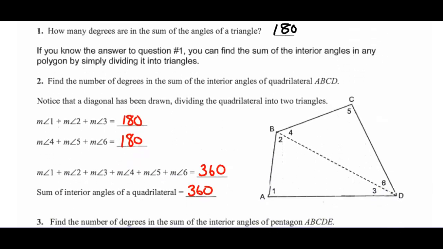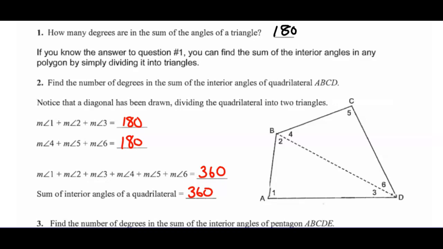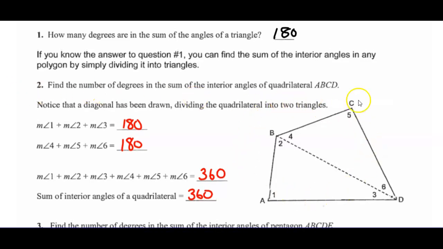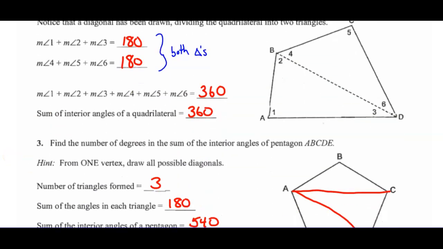So for number 2, we're trying to find the number of degrees in the sum of the interior angles for all the quadrilaterals, like quadrilateral ABCD. There's been a diagonal drawn here to separate it into two triangles. If you add angle 1 plus 2 plus 3, you get 180. 4 plus 5 plus 6 would also equal 180, and that's because they are both triangles. So pretty simple there. If I take the first three angles and the second set of three angles, I get 360 because I'm just adding the two together. So every quadrilateral must equal 360 degrees.